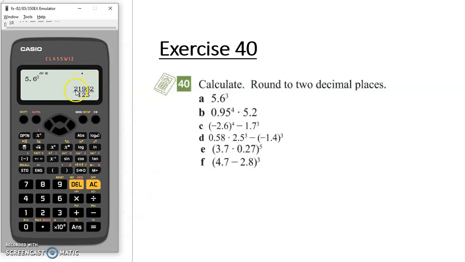The fraction 21,952 over 125. If you want to change your fraction into a decimal number, you need to push this button, the SD button. There you go. Then you change your fraction into a decimal number. So we need to round it to two decimal places. So the answer is 175,62. Alright, let me have a look at the next one.